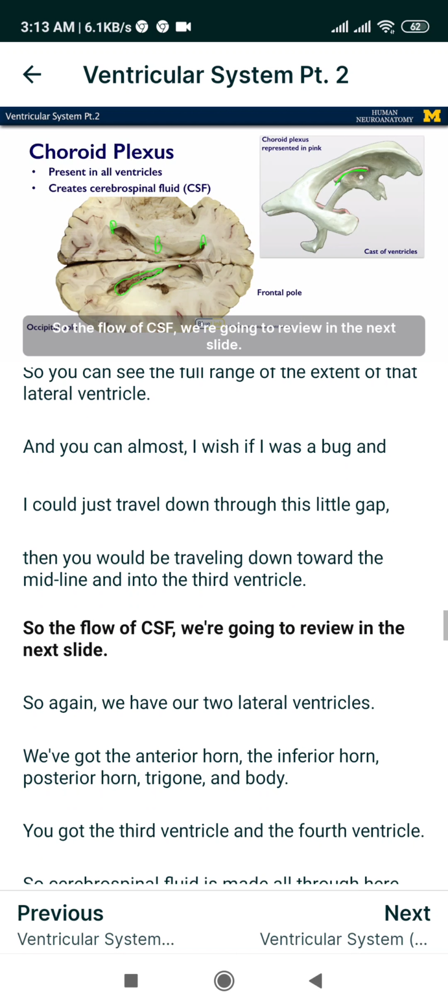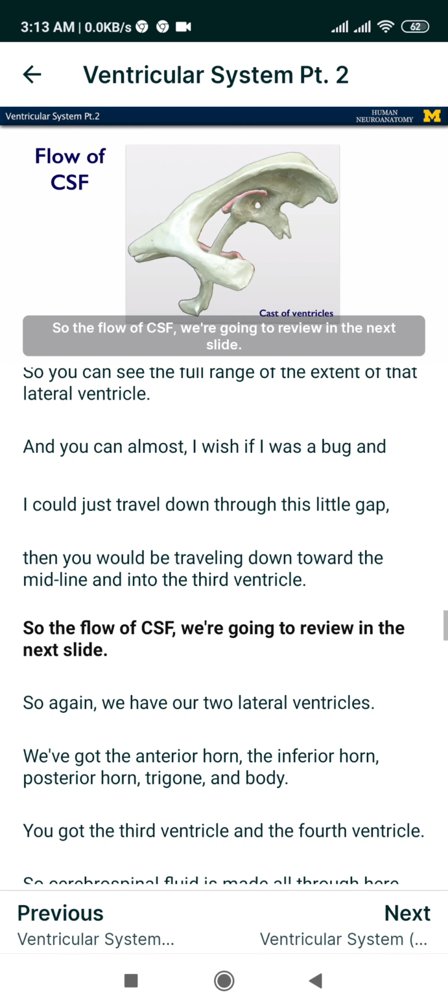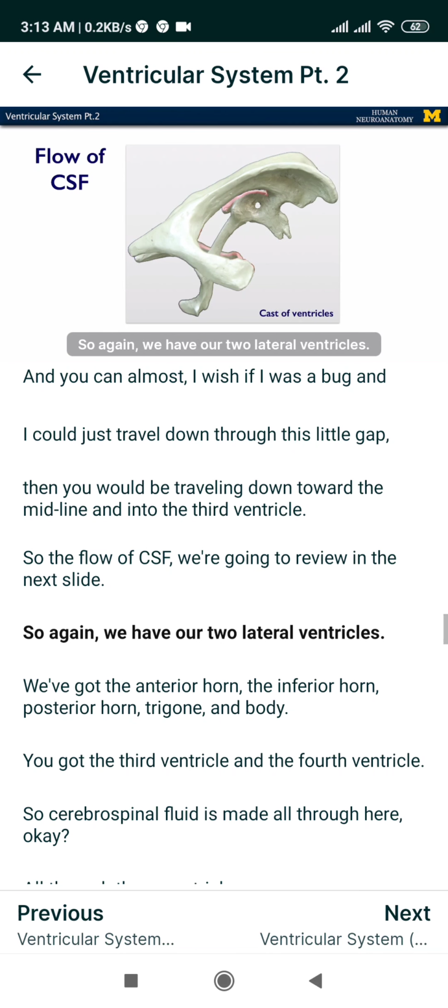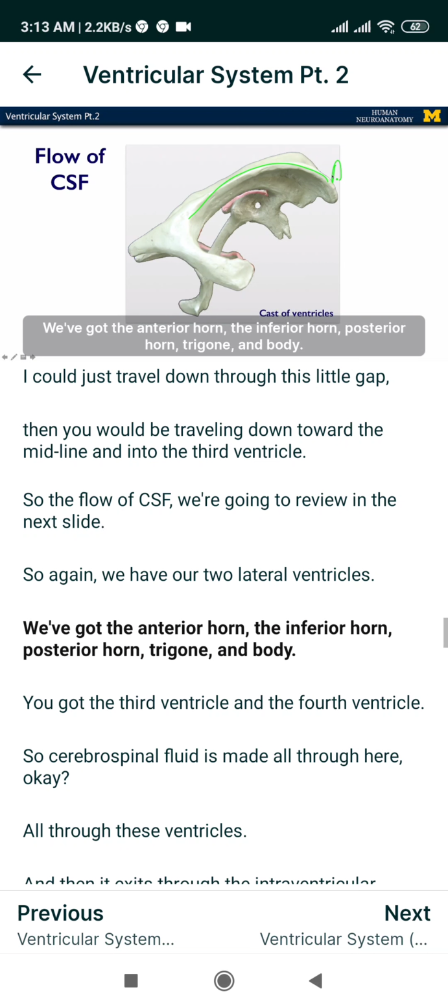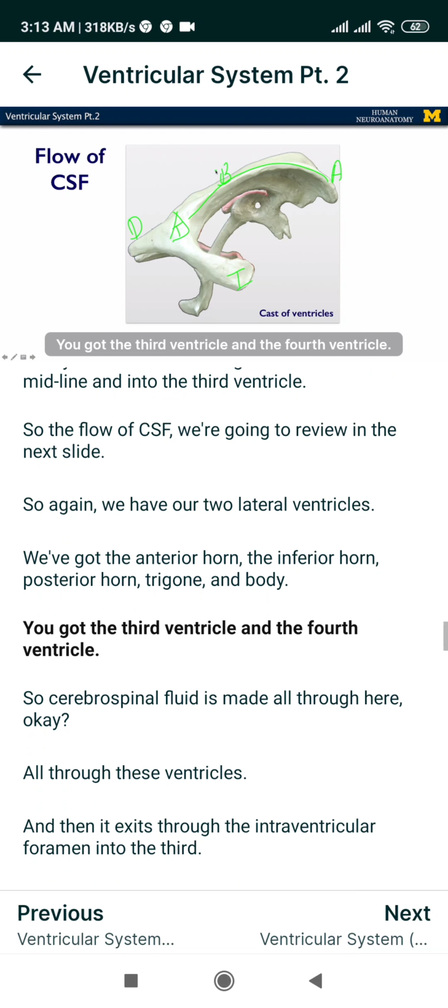So the flow of CSF, we're going to review in the next slide. So again, we have our two lateral ventricles. Lateral ventricles: we've got the anterior horn, the inferior horn, posterior horn, trigone, and body. We've got the third ventricle and the fourth ventricle.